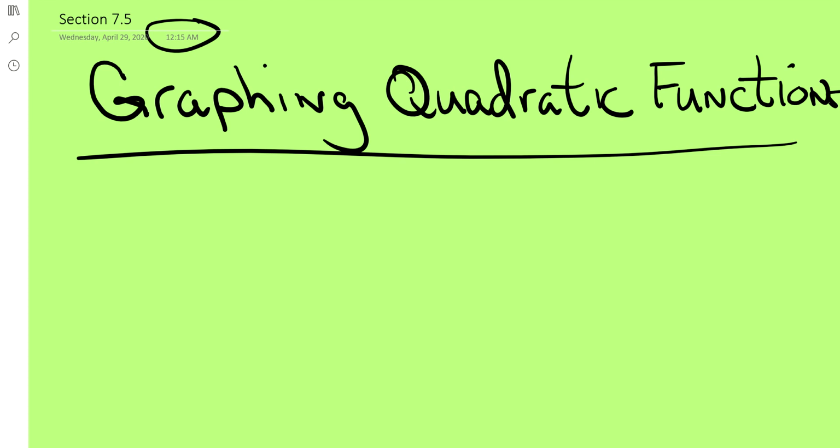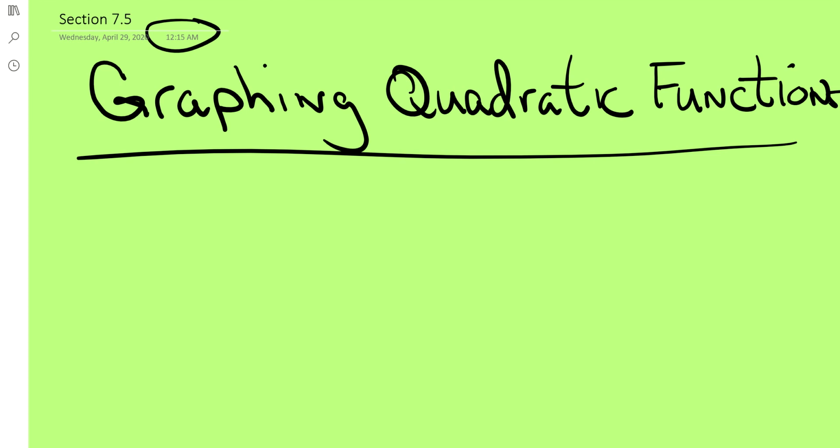Other than that, let's get going with 7.5 by noting our title of our section where we're graphing quadratic functions. Graphing quadratic functions is a little different than graphing linear functions, where the linear functions are straight lines. These are going to be curved lines.